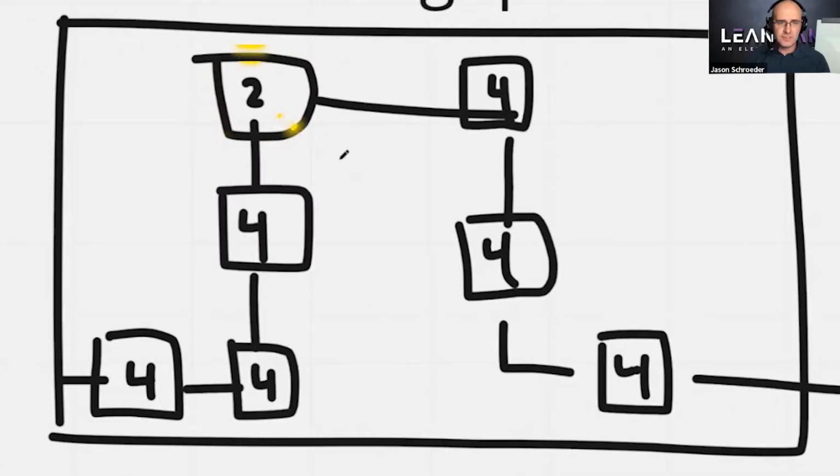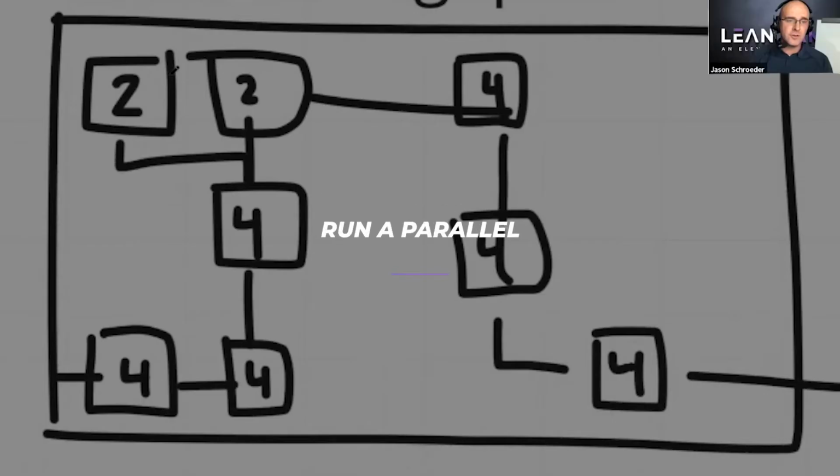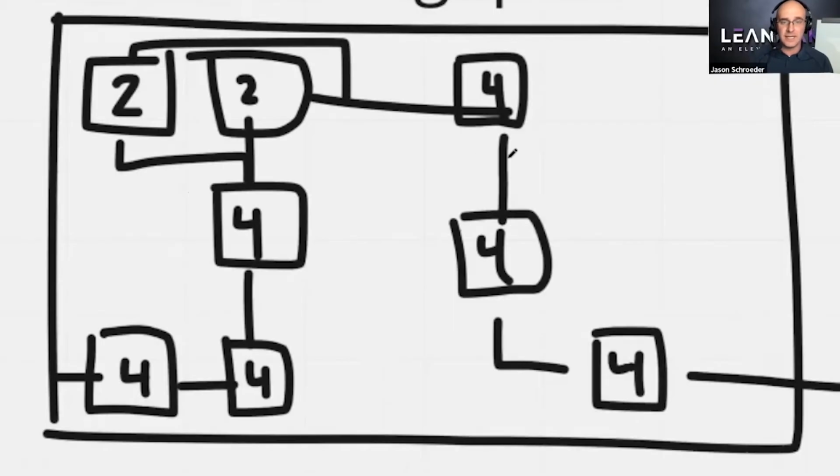What could we do with this one over here? Add another machine. Yep, you got it. Run them parallel. Yeah, you can run them parallel. Okay, I love that. And now what would our throughput be with this? 4. It would be 4.